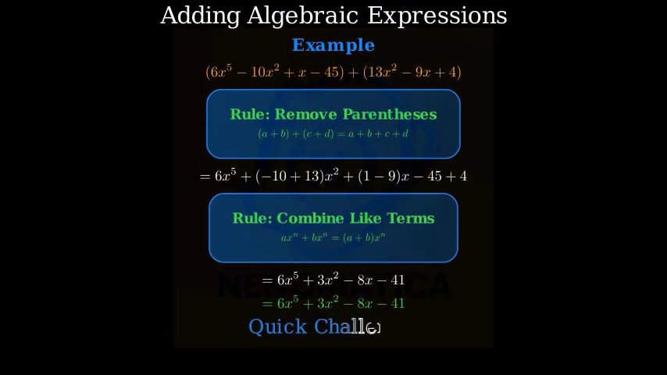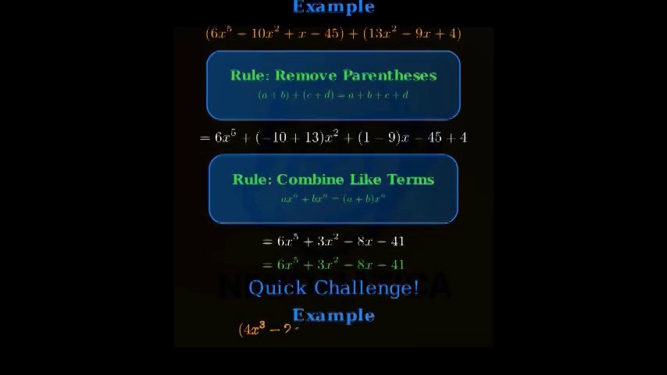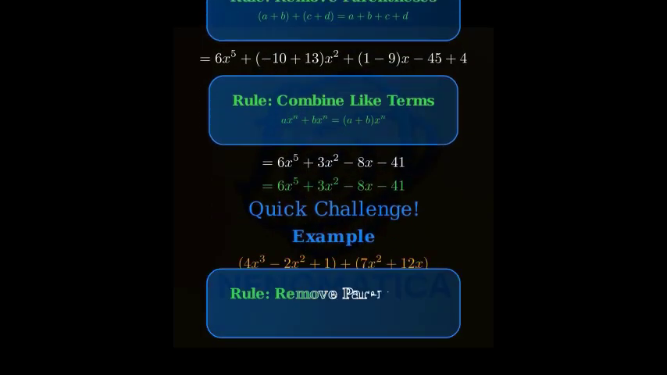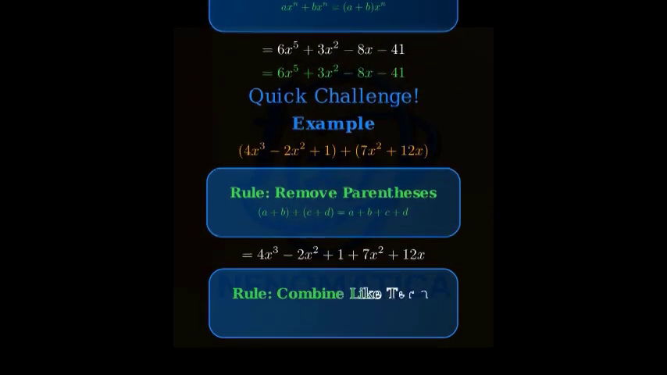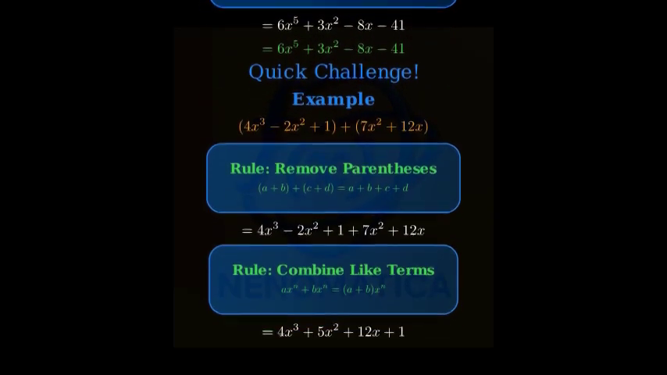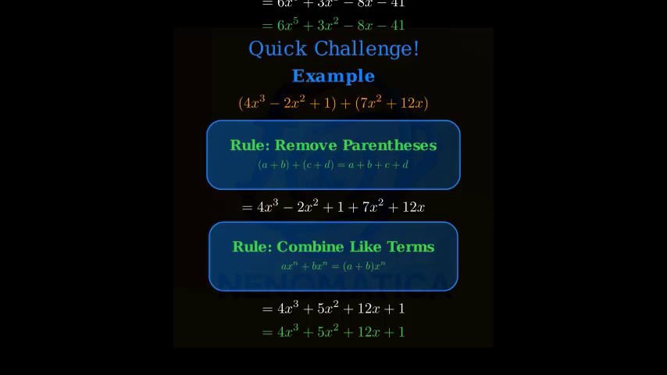Quick challenge. Can you predict the solution to our next example before it appears? Take a moment to write down your answer before we continue. Let's move on to our second example. Just like before, we'll first remove the parentheses. Now, let's combine like terms. For the x squared terms, we have negative 2x squared plus 7x squared, which equals 5x squared.